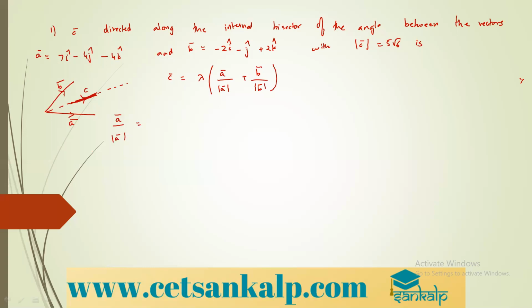And that is 7i minus 4j minus 4k by square root of 49 plus 16 plus 16. And that is 7i minus 4j minus 4k by square root of 81. And that is 7i minus 4j minus 4k by 9.